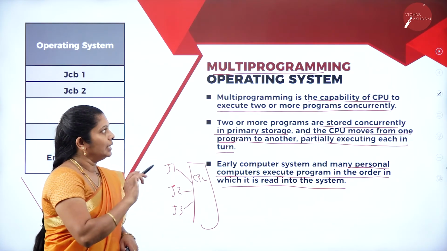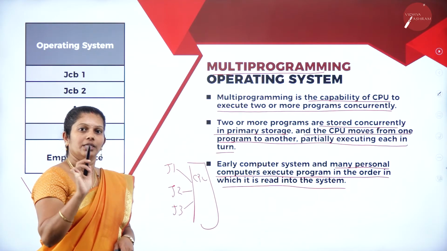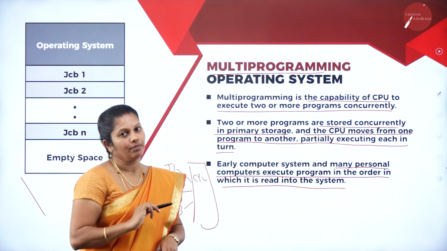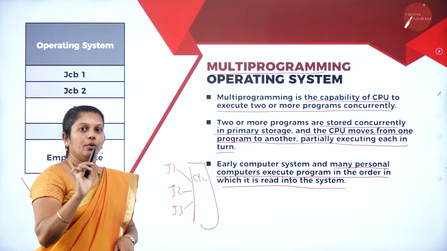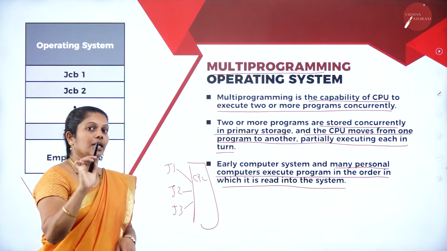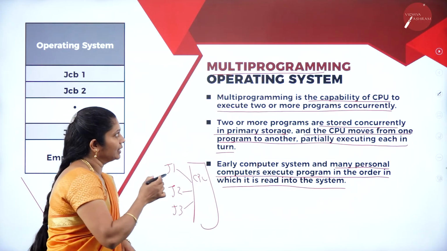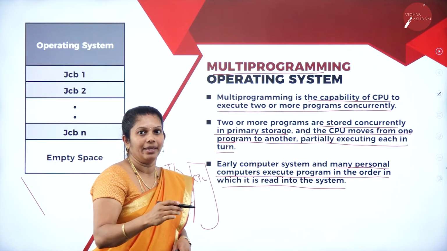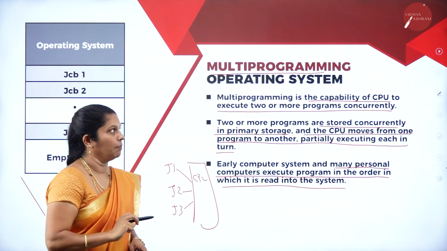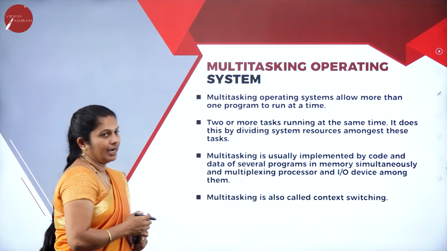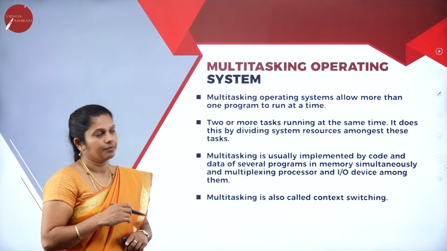But multi-programming means more than one program can execute at a time. Multi-programming is more than one program. Next, the multitasking operating system; task means job here.